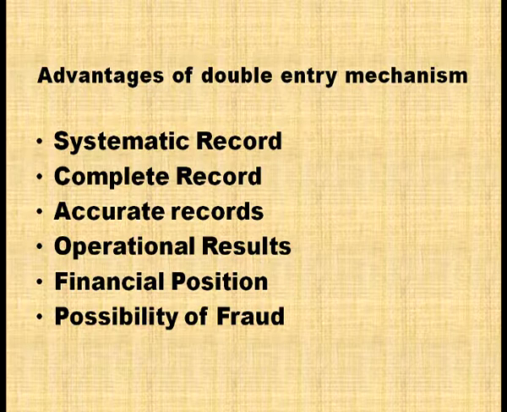Operational results can be ascertained very fast with the help of double entry mechanism. If you want to ascertain how much purchases have occurred in this month, it is so easy to find it with the help of double entry system. Same is the case with cash position. If you want to ascertain how much cash is available with the organization, how much sales have occurred in the last month or in the last year, this is easily possible only with the help of double entry mechanism.